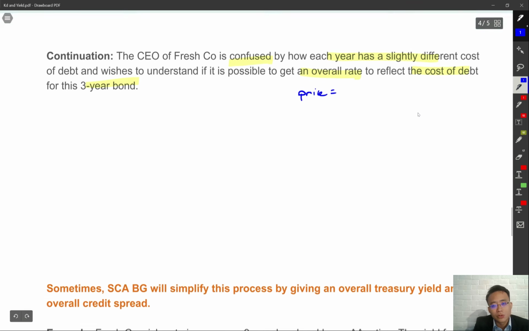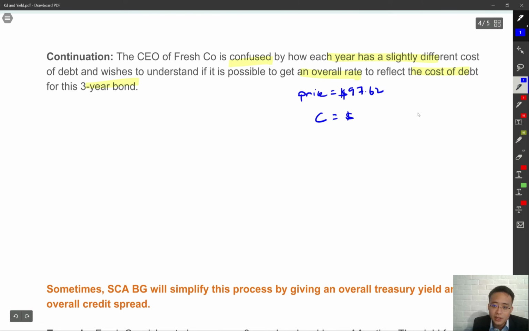So, price of my bond, 97.62. People, we know the coupon. The coupon was already calculated earlier. We know it's $5. My N is 3. Guys, am I able to find an overall rate to capture this whole bond?